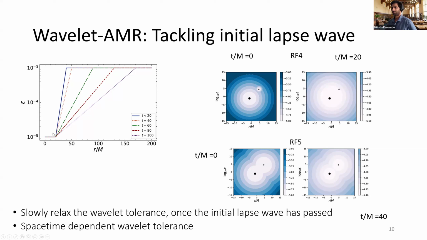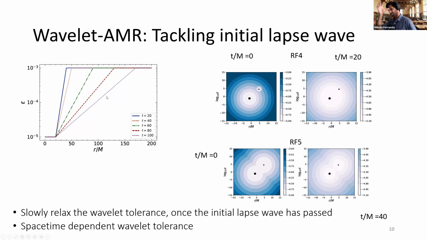The idea is that a lower wavelet tolerance means you are more likely to trigger refinement, and a coarser or higher wavelet tolerance is less likely to trigger refinement. The idea in tackling this problem is to define a space-time dependent wavelet tolerance function. So we wait till this initial gauge wave propagates out, and then slowly decrease the wavelet tolerance in the regions that we are interested in.